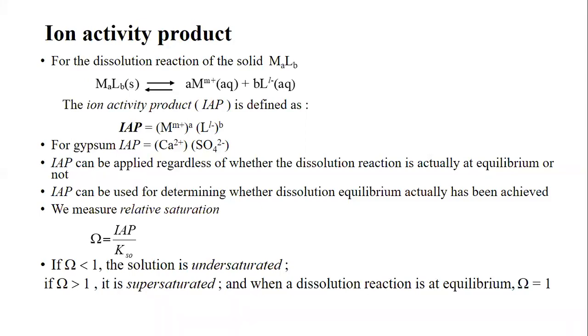So if omega is greater than 1, we divided IAP, after we calculated it, again the normal procedure of calculating it, we obtained that value. We divided by K, and we found this omega greater than 1. So what does it say?